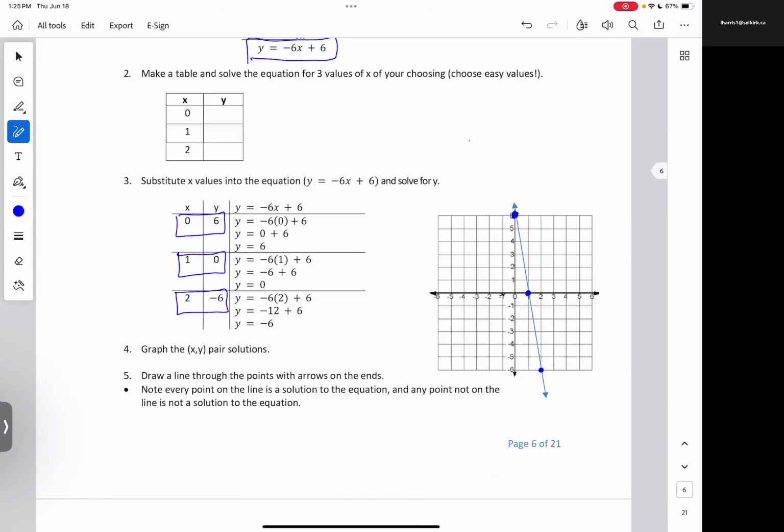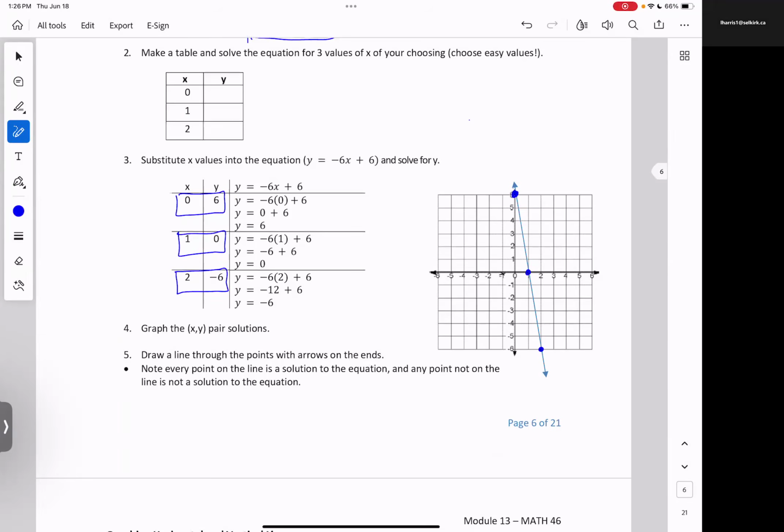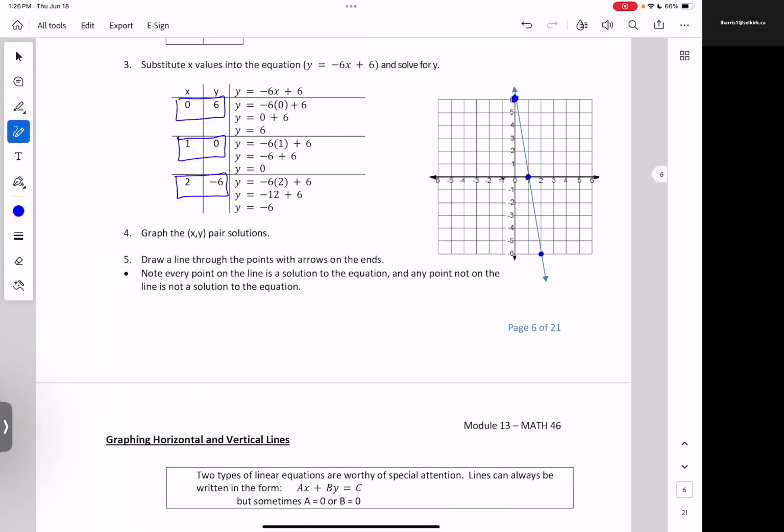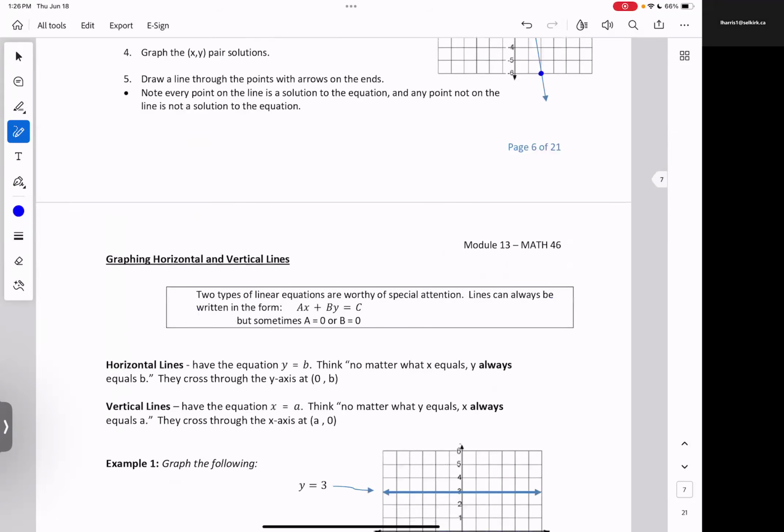If you've done it right, all three of your points are going to make a straight line. They're going to line up. Then you can draw your line through those points and put arrows on both ends to show that those solutions continue forever. There are infinite solutions in either direction. Any XY pair that you pick along this line is going to be a solution to that equation. And any XY pair that is not on that line is not a solution to your equation.